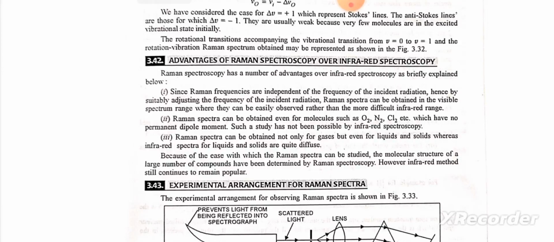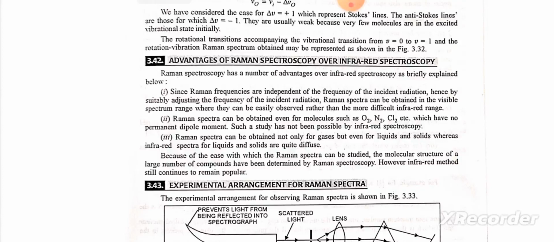Raman spectra can be obtained not only for gases but even for liquids and solids, whereas infrared spectra for liquids and solids are quite diffuse. Because of the ease with which Raman spectra can be studied, the molecular structure of a large number of compounds has been determined by Raman spectroscopy. However, the infrared method still continues to remain popular.